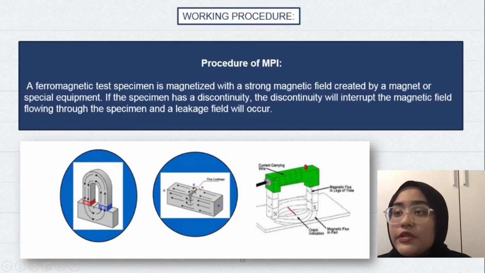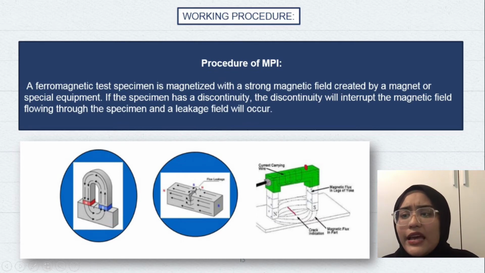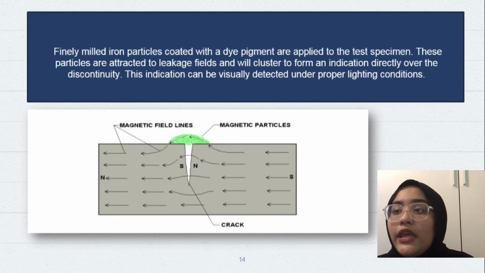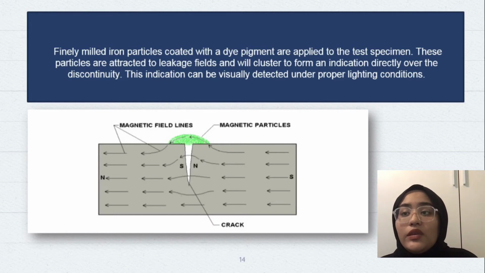So the working procedure for MPI, a ferromagnetic test specimen is magnetized with a strong magnetic field, and that magnetic field is created by magnet or special equipment. So if the specimen has discontinuity, it will show up because it will interrupt the magnetic field flow through the specimen, and a leakage field will occur. So we apply a dye pigment to the test specimen. These particles are attracted to leakage fields and will cluster to form an indication directly over the discontinuity.